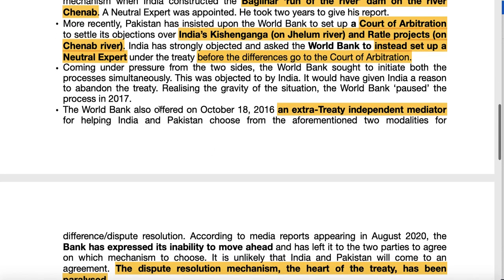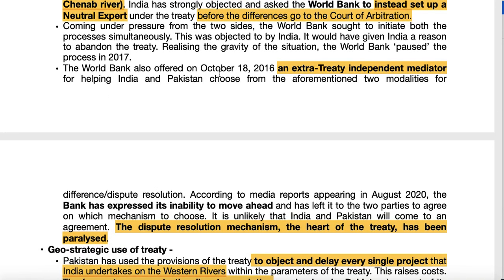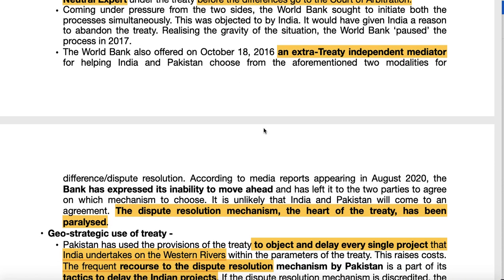So World Bank, as there is a stalemate in positions of both India and Pakistan, is also offering that you can also explore options outside the treaty, and World Bank is ready to mediate between India and Pakistan in case both India and Pakistan are comfortable to move out of the provisions of the treaty to settle these disputes. But India has not yet communicated its stance.